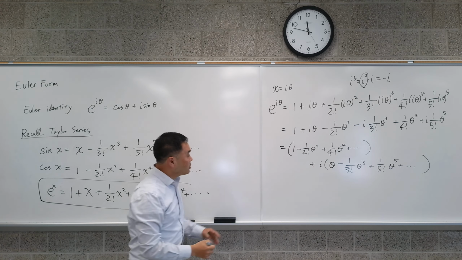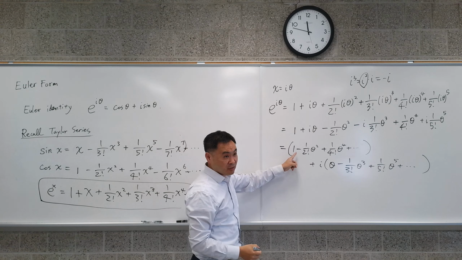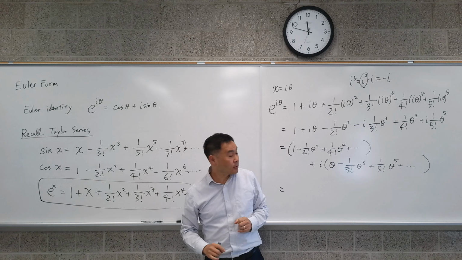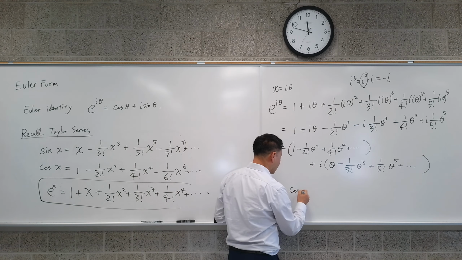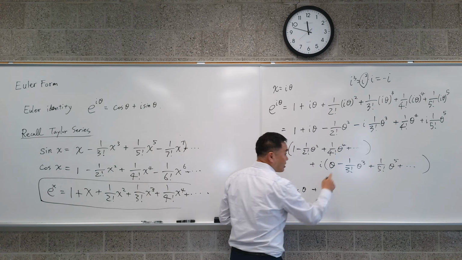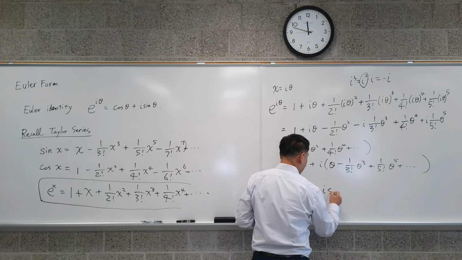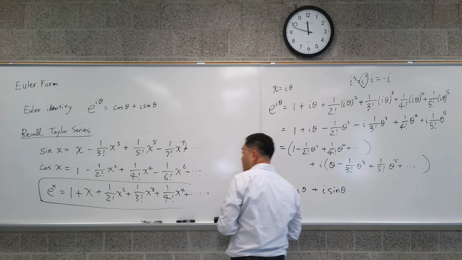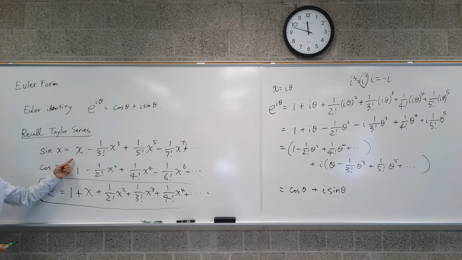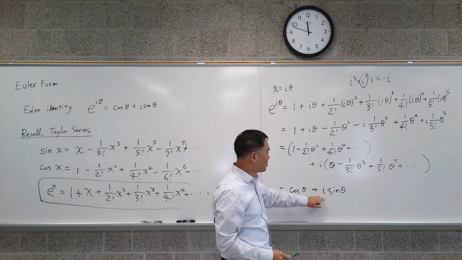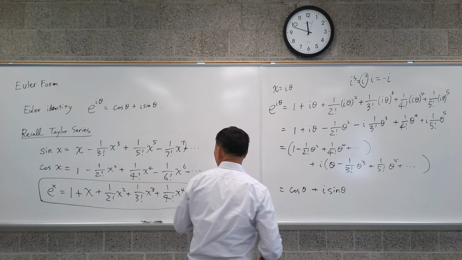Now what do you see? What is this same thing as? Cosine, right? That's exactly cosine theta. What is this same as? Sine. All you need to do is just look at here and just replace all the x's by theta. That's exactly what you get. Okay? So you see that e to the i theta is equal to cosine theta plus i sine theta, which is known as the Euler identity.